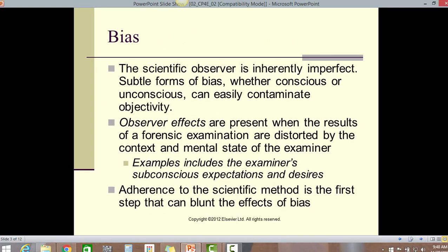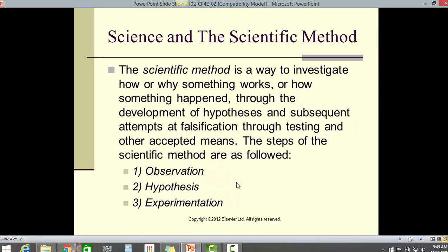Subtle forms of bias, whether conscious or unconscious, can easily contaminate objectivity. Observer effects are present when the results of a forensic examination are distorted by the context and mental state of the examiner. Examples include the examiner's subconscious expectations and desires. Adherence to the scientific method is the first step that can blunt the effects of bias.